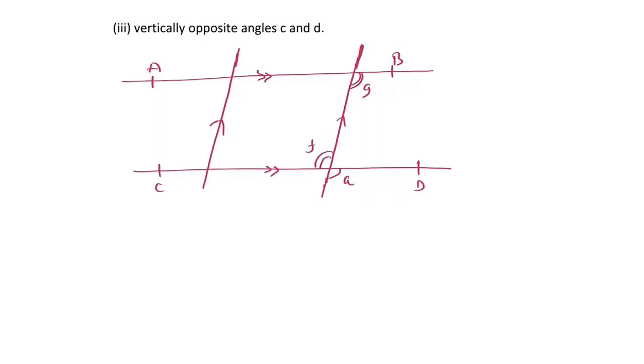For Roman 3, we are supposed to label vertically opposite angles C and D. Okay, so we have to remember that vertically opposite angles are the ones that are opposite to each other. Okay, so now we are going to show vertically opposite angles in line AB from the figure as follows. Okay, so now we have completed our sketch as requested with all required angles shown.